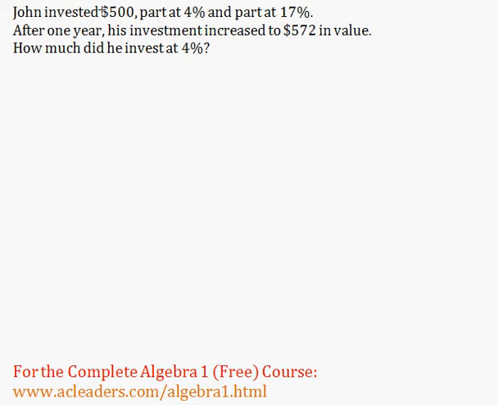John invested $500, part at 4% and part at 17%. After 1 year, his investment increased to $572 in value. How much did he invest at 4%?